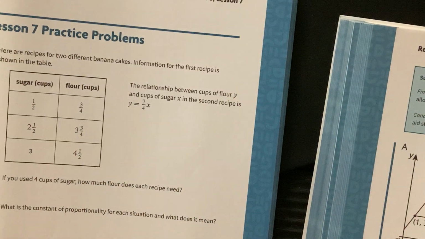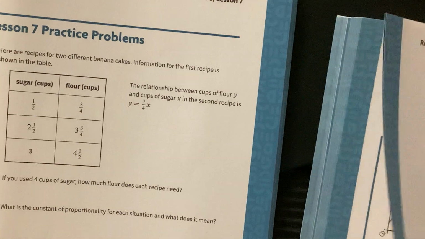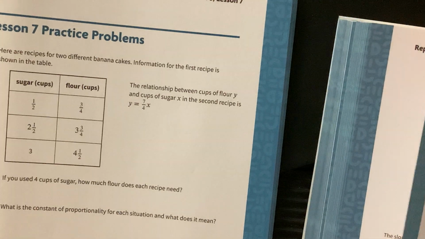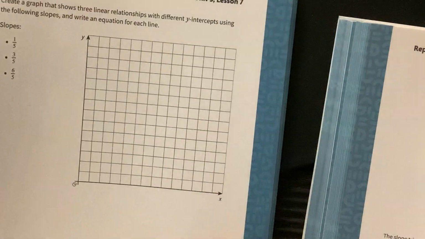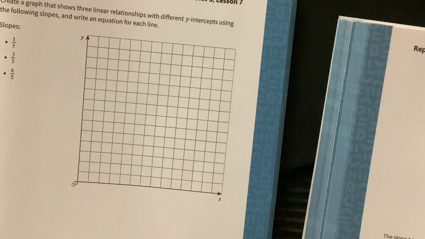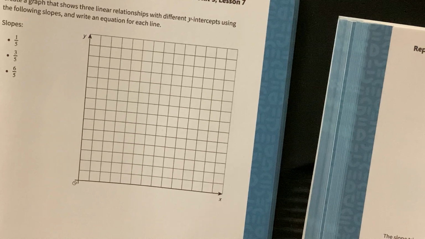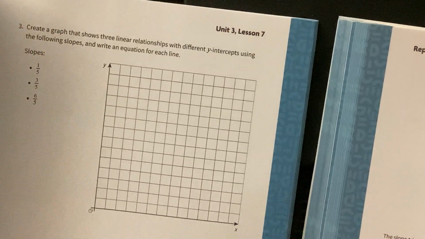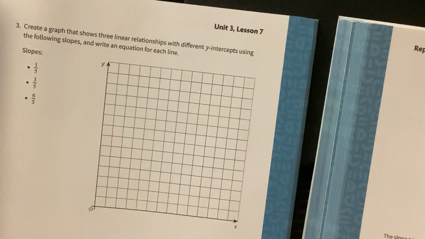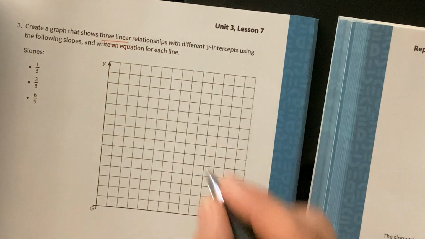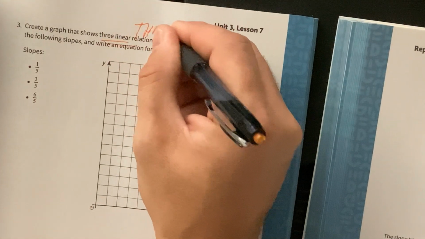All right, take a peek then at the homework assignment starting on page 67. I do not think there's anything too crazy here. 2 is a review from Unit 1, reflections, rotations, dilations. Question number 3, that one's going to be different for everybody. Create a graph that shows 3 linear relationships. That means you're going to have 3 lines on there. And make a note of that.